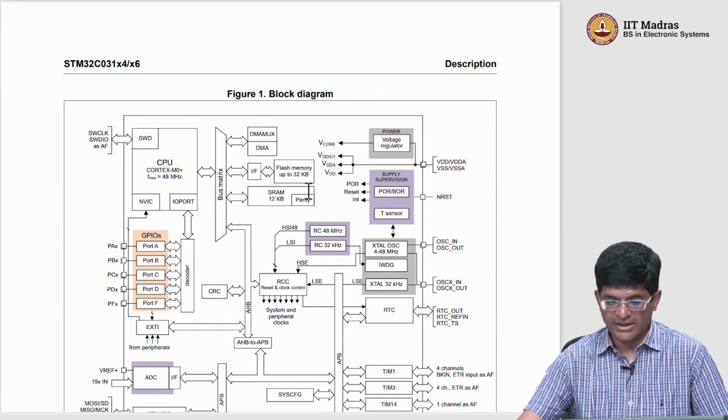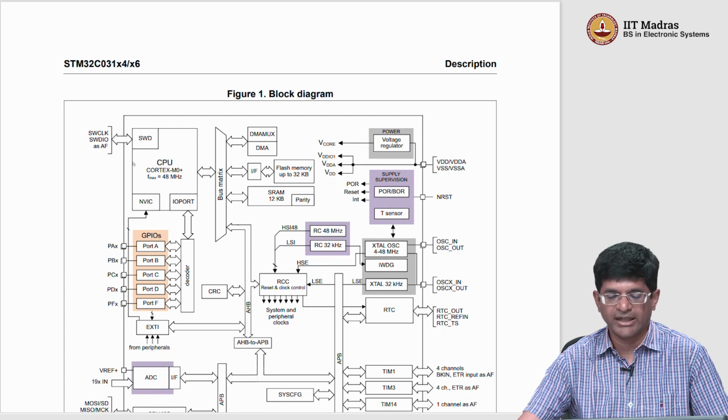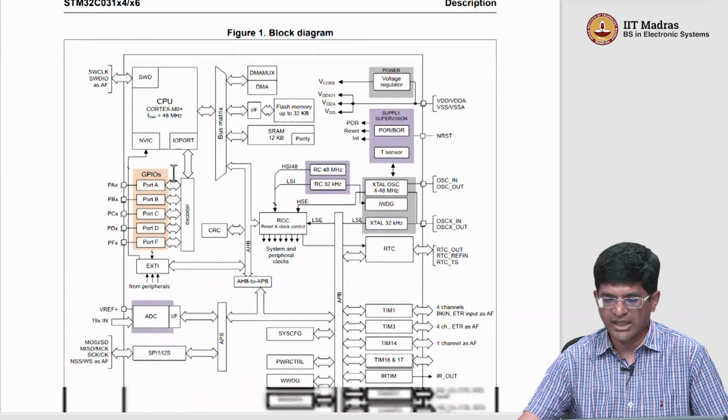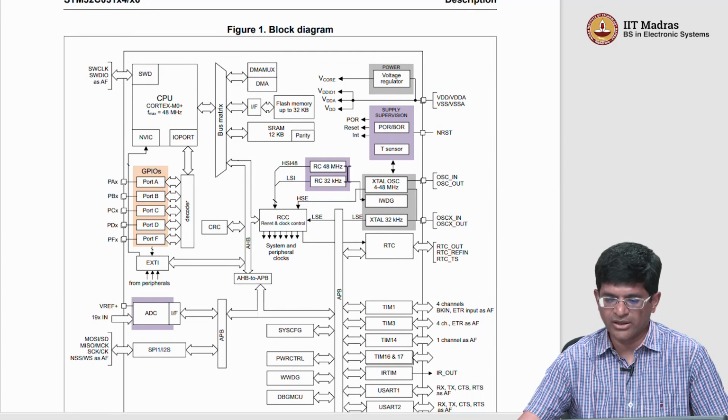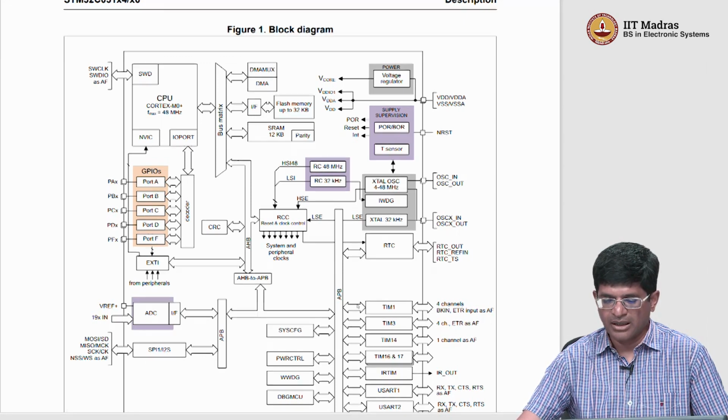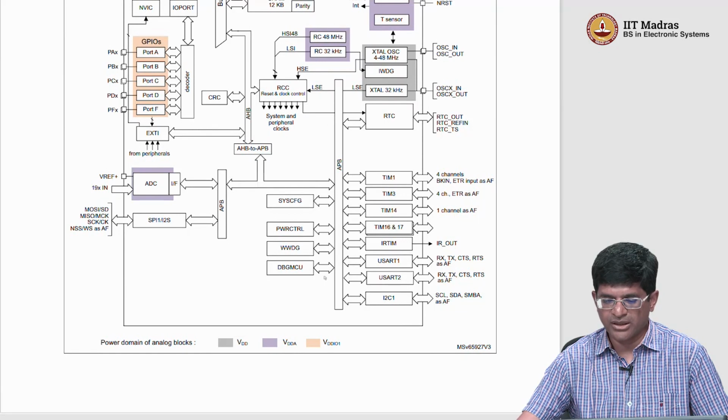So there is also a complete block diagram which is worth looking at, because basically what it shows you is that the CPU by itself is actually a small part of your entire system. What you do have after that is voltage regulators, the internal clocks, the reset and clock control, the GPIO ports over here, the A to D converter, SPI, and this entire bus out here which communicates with the timers, the USARTs, the I2C interface, and so on. Okay.